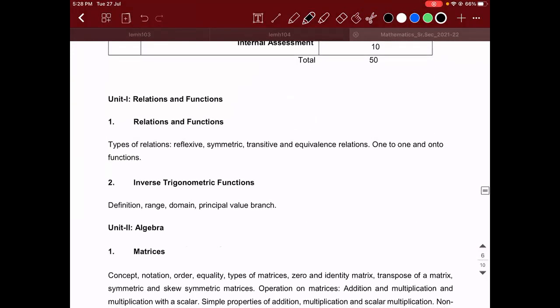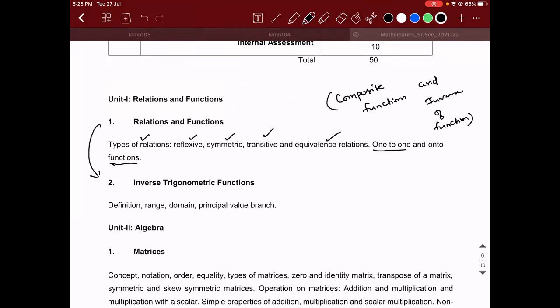So in relations and functions, you have the types of relation: reflexive, symmetric, transitive, and equivalence. And you have one-to-one and onto functions. They have removed composite functions and inverse functions. Can you tell me what is the drawback of doing it? We won't be able to understand inverse trigonometric functions and calculus. Obviously, it's fully gone. But anyway, fortunately, we have completed it, so we need not worry about it.